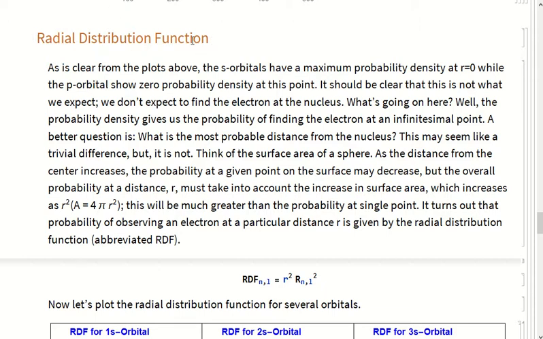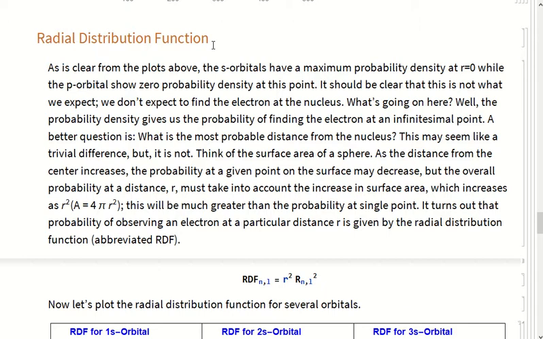Well, so we're asking the wrong question when we ask about the maximum probability density, because that is actually a calculation of the density at a particular point in space. The more appropriate question to ask is, what's the probability of finding an electron at a particular distance from the nucleus? Now, you may think, well, how is that different?